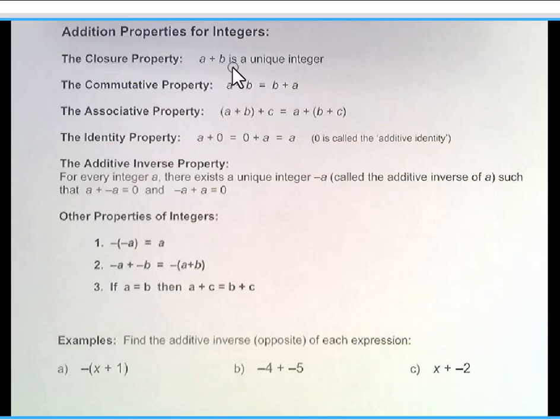Now we're going to look at the addition properties when you are working with a set of integers. And you're going to notice that you've seen most of these properties before. All the same properties that worked with whole numbers, they still hold up when we're dealing with integers. So a lot of these properties are the same, so I'll just review them very quickly.